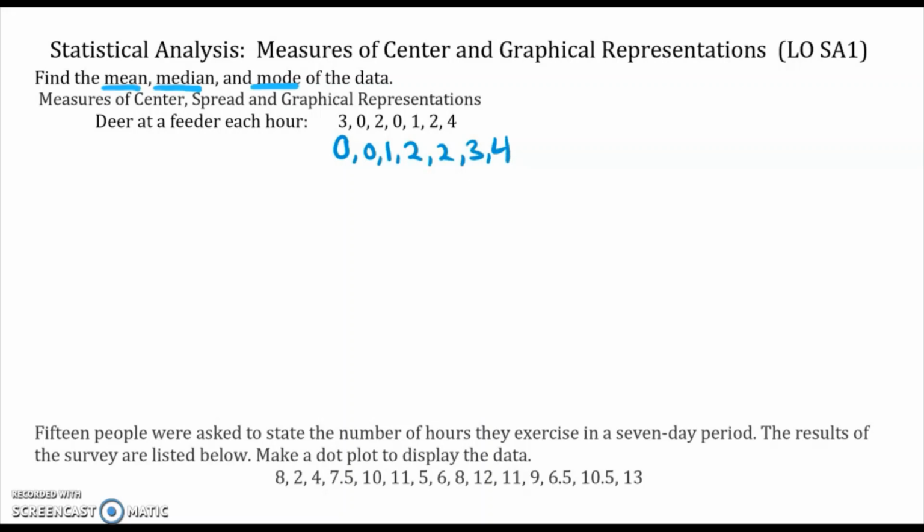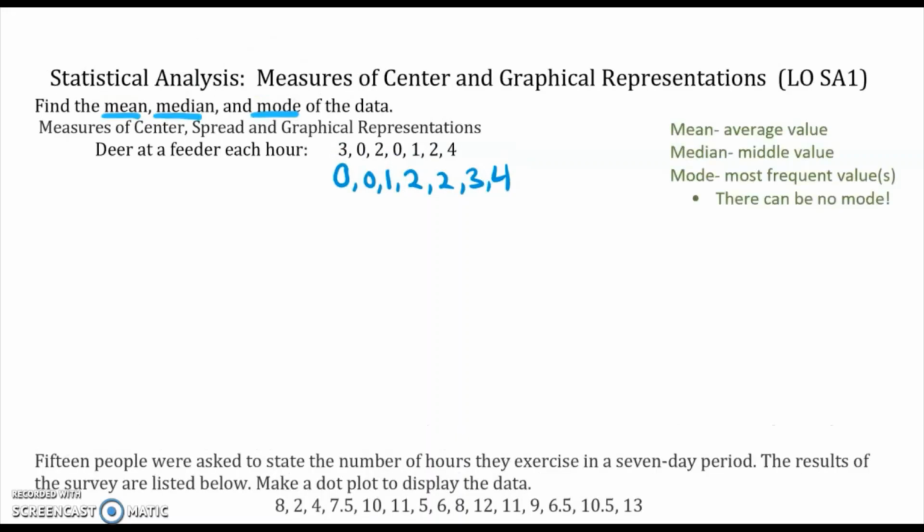And then that makes it much easier to do a couple of things. So we can find median pretty quickly, and we can also visually see the mode. So just remember, again, what do those three things mean? Mean is the average, median is the middle value, and mode is the most frequent value. Okay, so let's take a look at our actual data, and let's talk about these three measures of center.